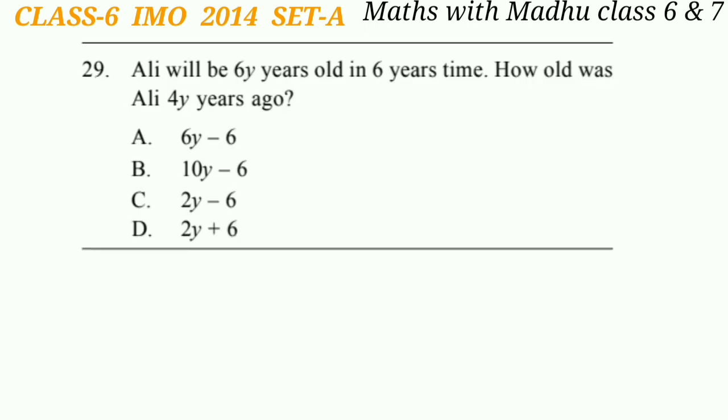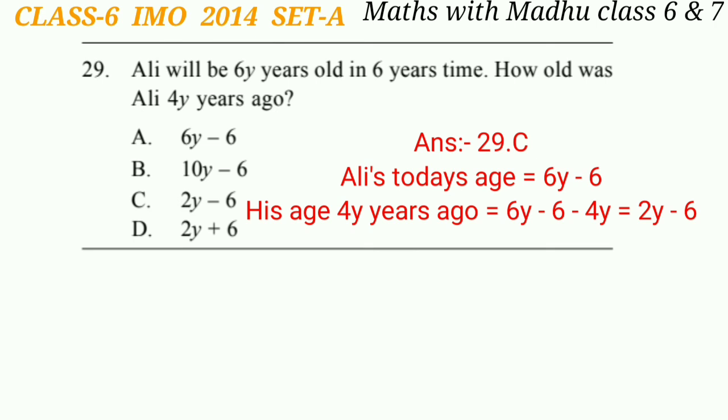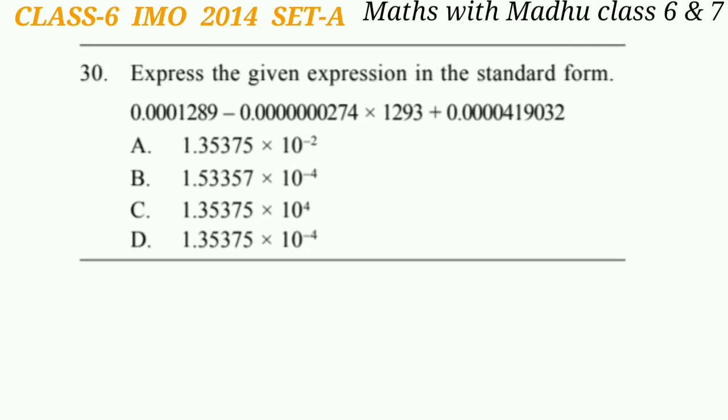Ali will be 6y years old in 6 years time. How old was Ali 4y years ago? That means Ali's present age is 6y minus 6. So his age 4y years ago will be 6y minus 6 minus 4y. We'll get 2y minus 6. So the answer will be option C. Now question 30.